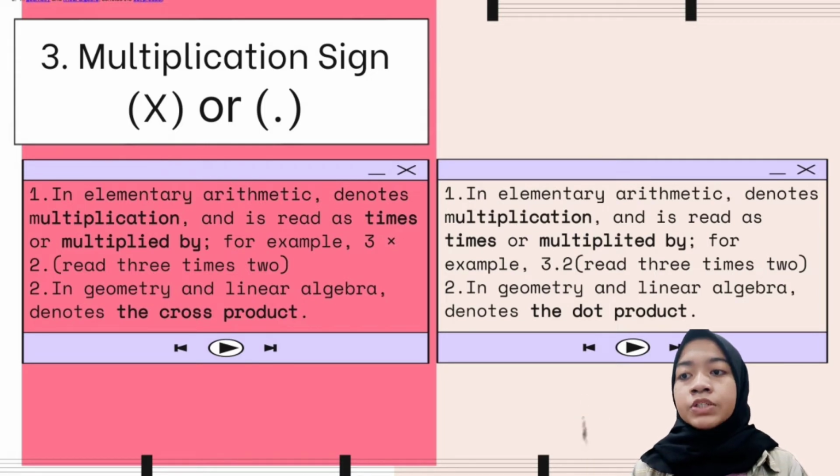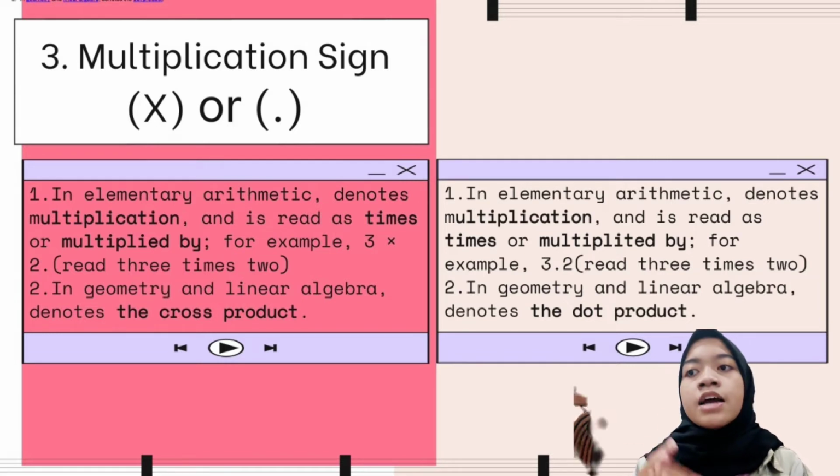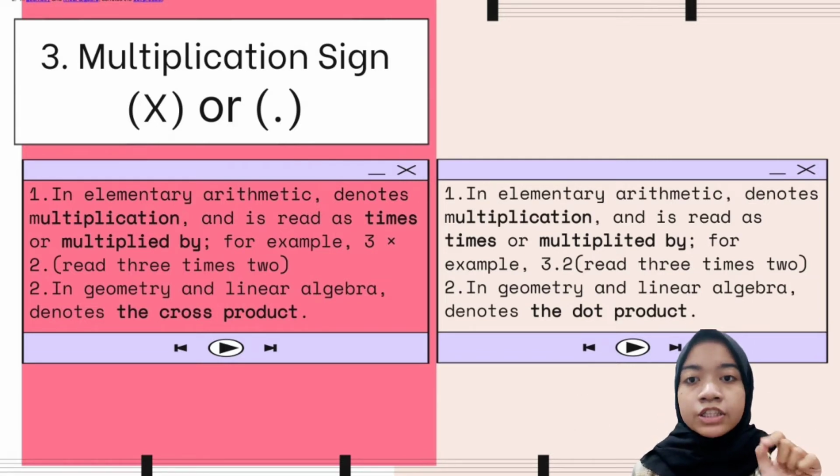And then in geometry and linear algebra, X denotes the cross product. And then if we write it with a dot, in elementary arithmetic it denotes multiplication and is read as times or multiplied by, the same as X. But in geometry and linear algebra, the dot denotes the dot product. So if we use X, it's the cross product, and if we write dot, it's the dot product.